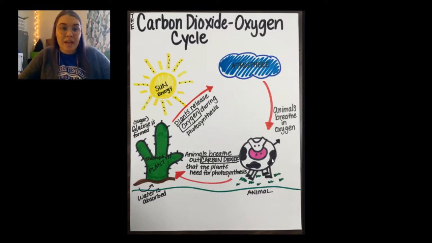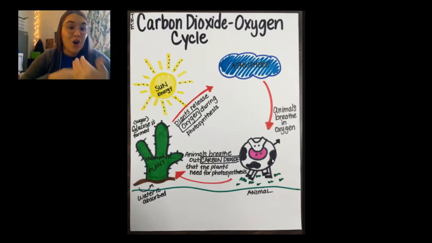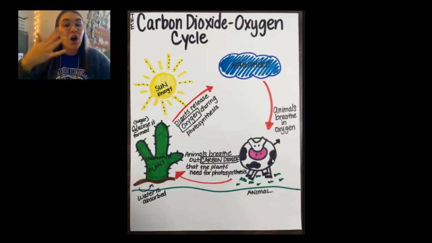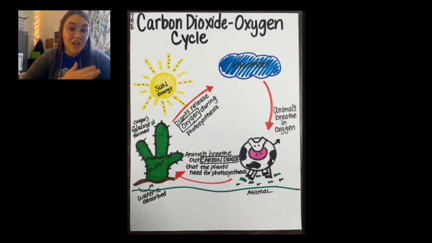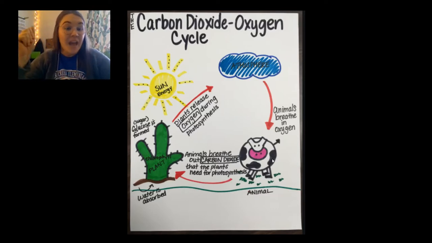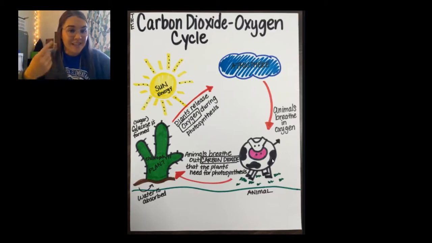So first we have an animal. It could be a human. It could be an animal, but they breathe out carbon dioxide that the plants need for photosynthesis. So that carbon dioxide, they breathe it out, and it goes to the plants. So then the plants go through a process called photosynthesis, and they release oxygen during photosynthesis. That oxygen goes into the atmosphere, and the animal breathes in the oxygen.